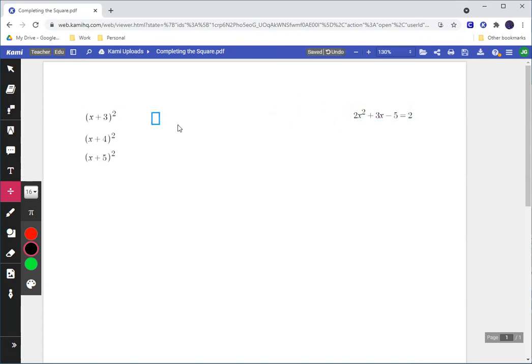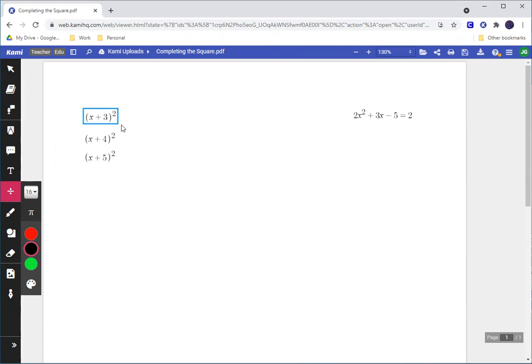And let's talk about some concepts that you have to understand before we can start to complete the square and solve. So in order to complete the square, one of the things that you have to know and understand is the concept of a perfect square trinomial or a binomial squared. So what does this mean? It means you're multiplying two binomials that are the same as each other.